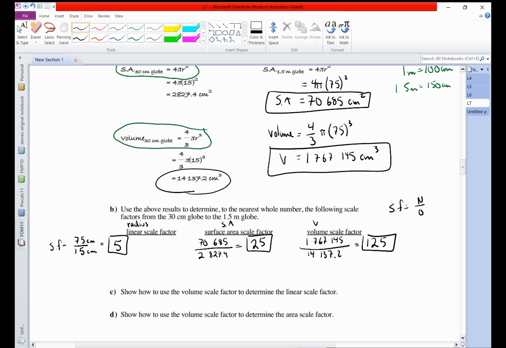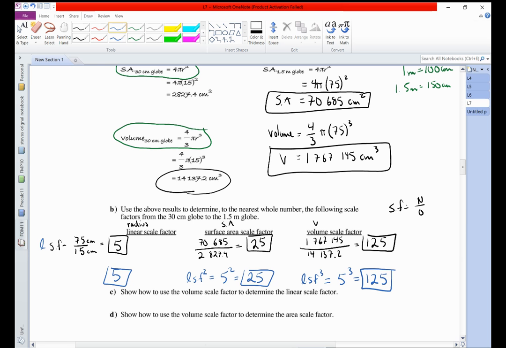The relationship. We know that our linear scale factor was 5. And we know that surface area scale factor is the linear scale factor squared. So we could have just done 5 squared is 25. And we know the volume scale factor is just equal to the linear scale factor cubed. This is all from your summary sheet. So we could have taken our linear scale factor and cubed it, and it would have given us 125.